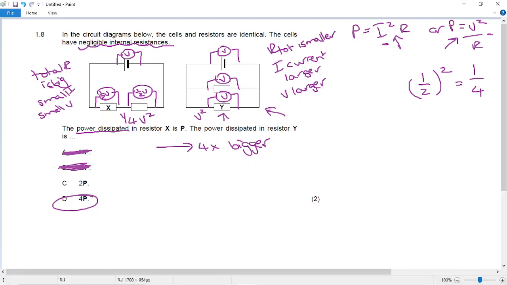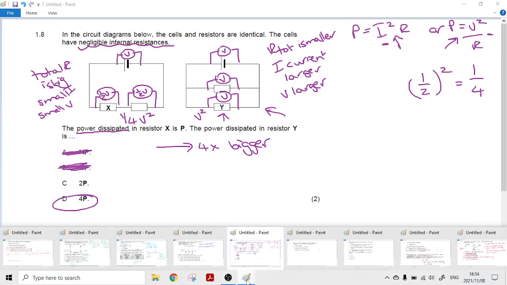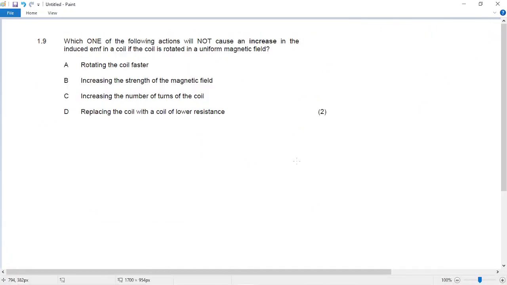So let's look at now 1.9. Where's my mouse gone? Where's my mouse gone? Here's my mouse. Let's look at 1.9.